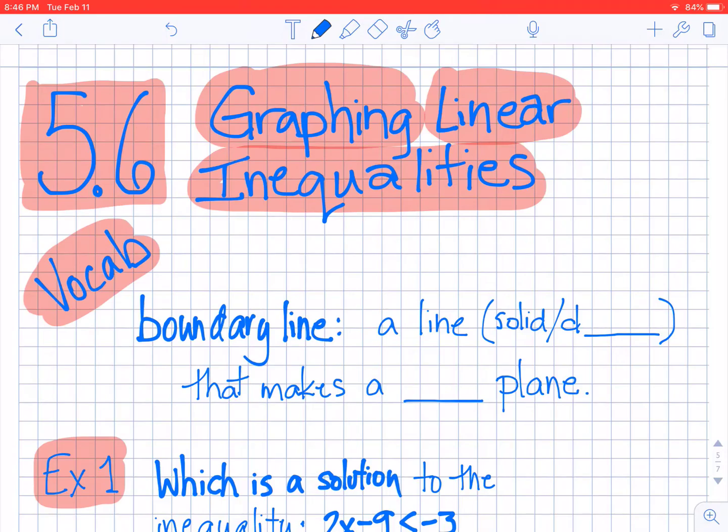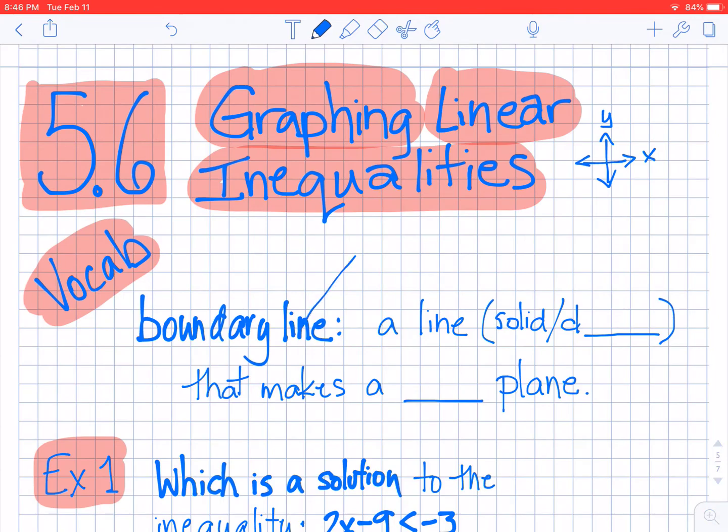Lesson 5-6, Graphing Linear Inequalities. These graphs will be on the XY plane, so we won't be working on a simple number line, but on two number lines that we traditionally call the XY axis, or possibly the Cartesian graph system.